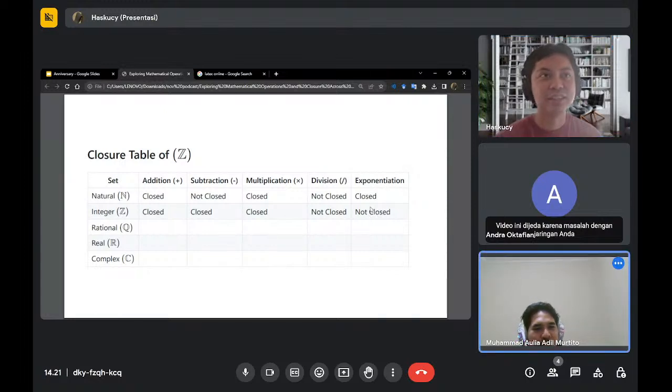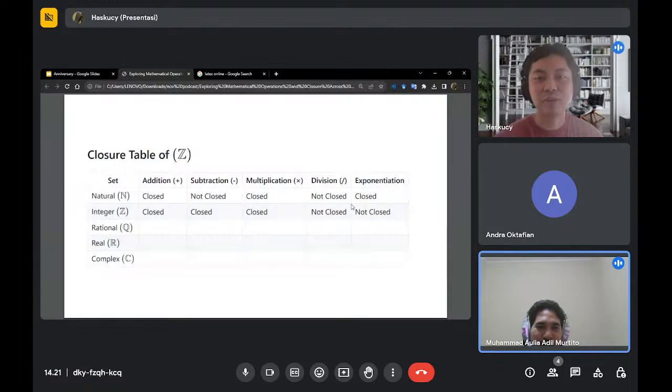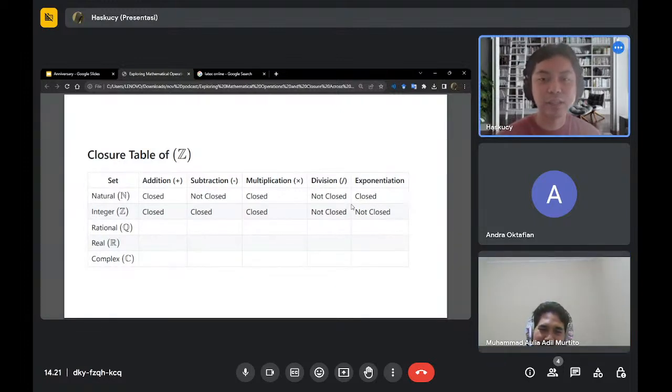It is 2 to the power of minus 1. That's correct. That will be 0.5, and 0.5 isn't an integer anymore. Yeah, the definition of a power with a negative number is going to be a rational number, basically division. Now, how about rational numbers?